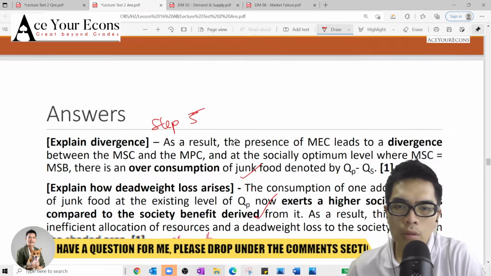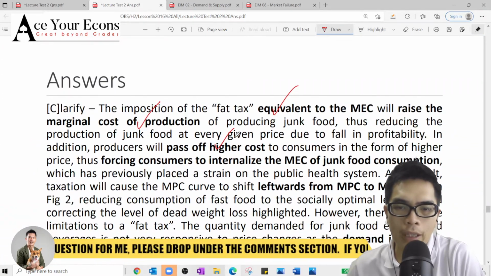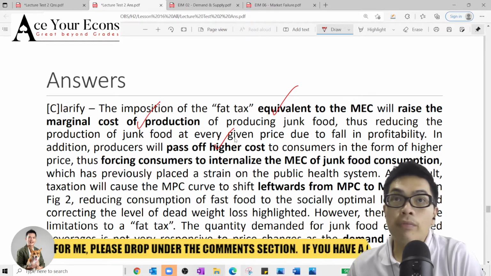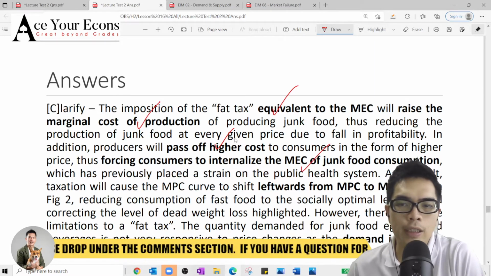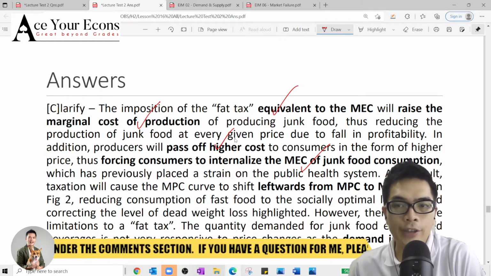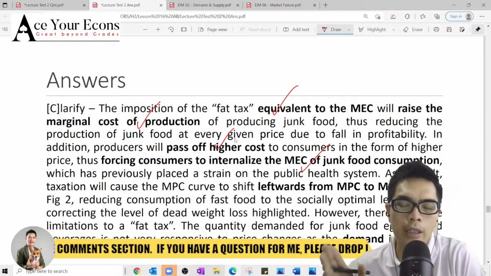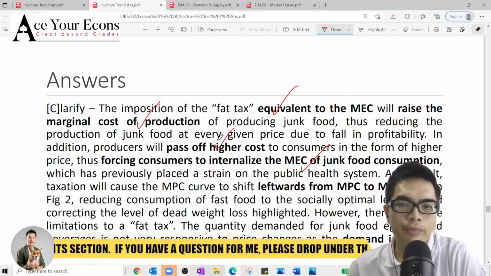A leftward shift in your MPC to the left-hand side. So the idea is consumers incurring a higher production cost will force the consumers to internalize the external cost. So this is the whole idea behind negative externalities of consumption. The intended beneficiaries, or the intent, is to target the consumers who are over consuming.